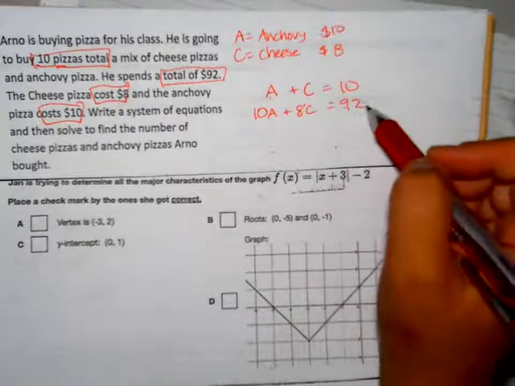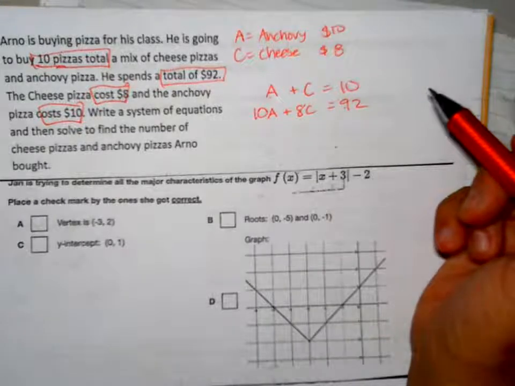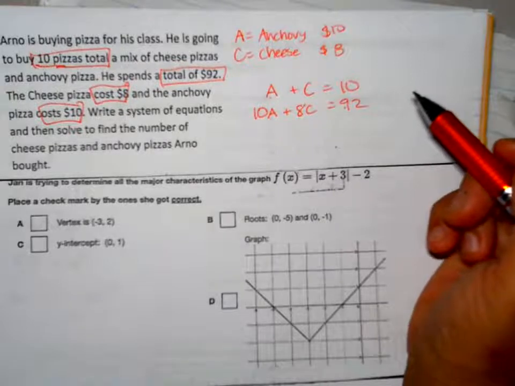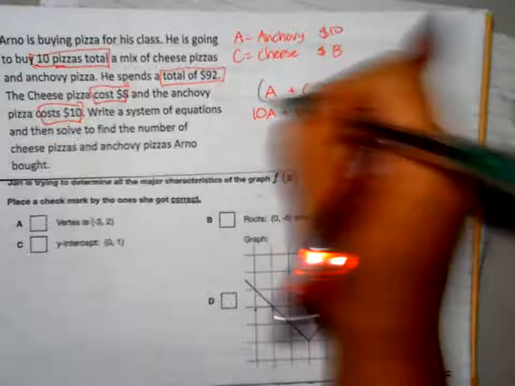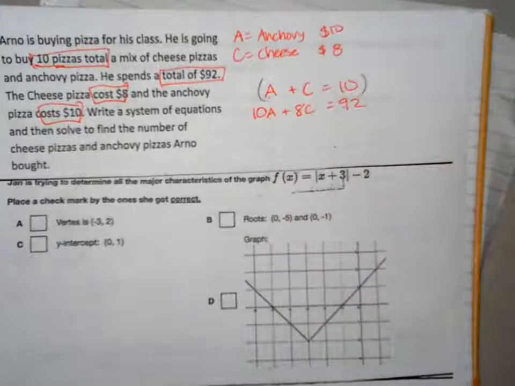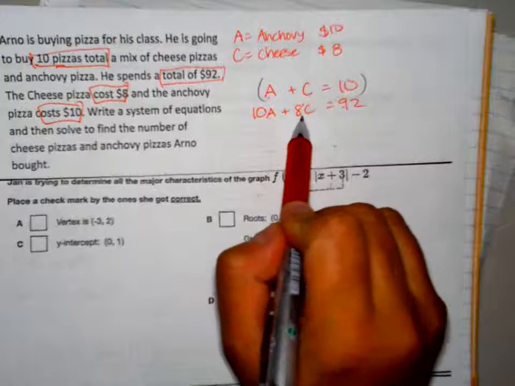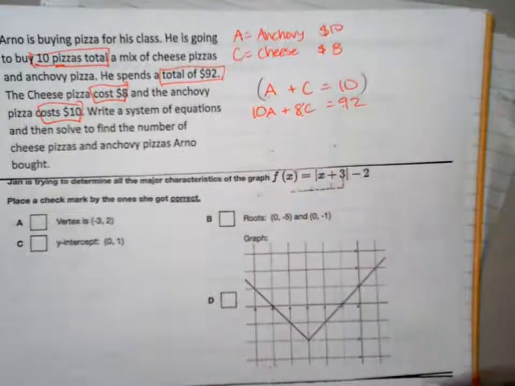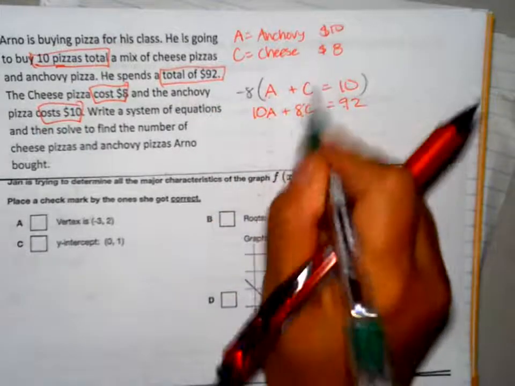I don't necessarily think that's the easiest way to do this. You guys are going to have to be really good at figuring out the easiest and quickest way to go about this. I think the easiest thing to do would be to eliminate a number at the top. I can choose to eliminate the anchovies or the cheese. So I'm going to multiply the top by -8 so that I can get rid of my cheese pizzas.